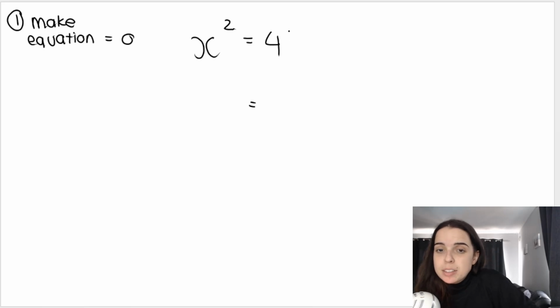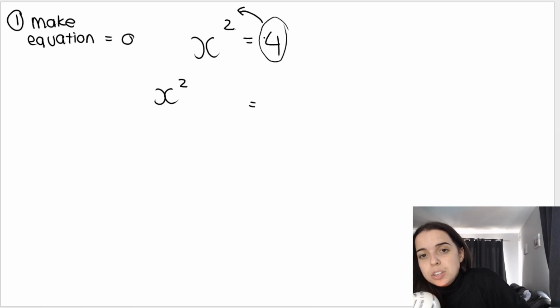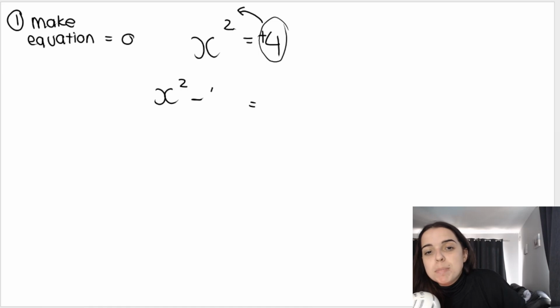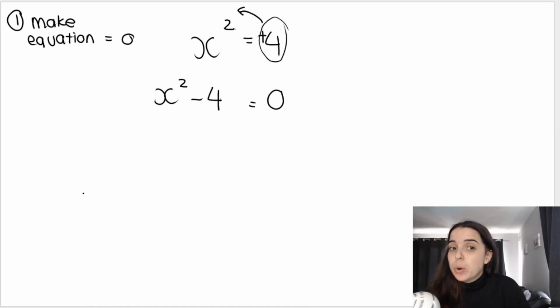So what I mean is this 4 can come over this side. It can be x squared. This was plus 4. There's an invisible plus in front of it. When it comes over, it's going to be minus 4. Now there's nothing on the right-hand side, so it's 0. Okay, so make the equation equal to 0.